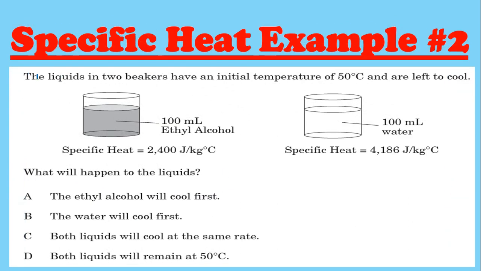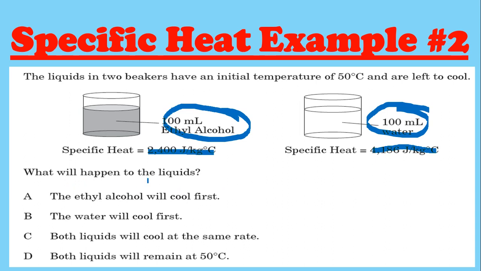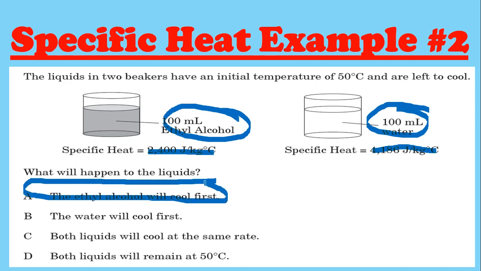All right, let's look at this one. The liquid in the two beakers have an initial temperature of 50 degrees Celsius and are left to cool. All right, so we have this one here has specific heat of 2400, and this one has specific heat of 4186. So the ethyl alcohol has a lower specific heat than the water. What will happen to the liquids? Well, if you look at your answers, remember it's all about specific heat. And the lower the specific heat, the faster heat up, the faster cool down. So the answer here would be ethyl alcohol will cool first.